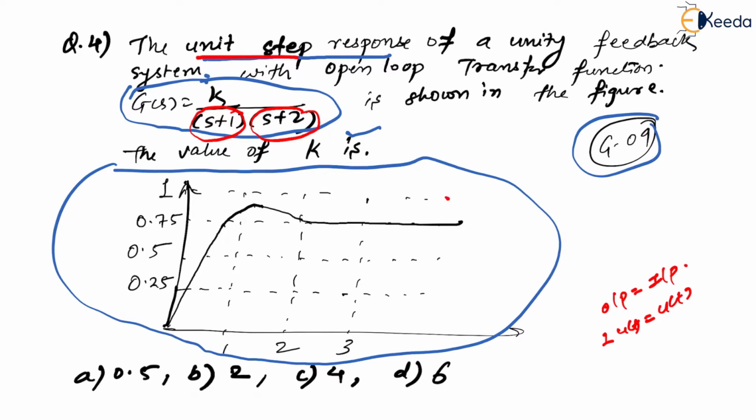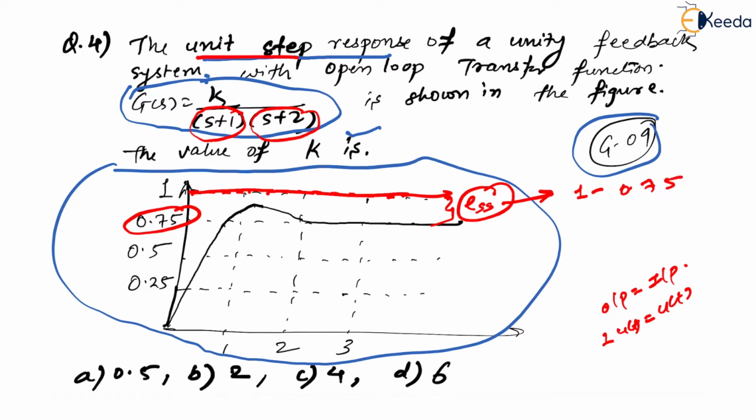So, what happens now here? But at steady state, is it u of t? No, because if it was u of t, its amplitude should have been 1 like this. But it is not 1. Rather, at steady state, you have got it to be equal to 0.75, which means there is definitely a steady state error over here. And that error is nothing but 1 minus 0.75, so it becomes 0.25, your steady state error.